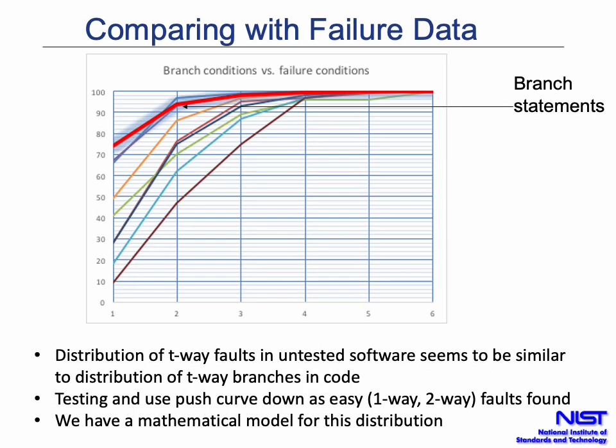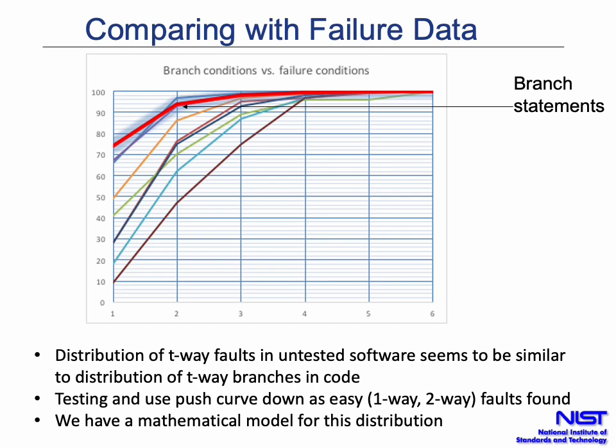If we superimpose the branching statement distribution, in other words, the distribution of conditions in branching statements, with the failure profiles that we saw earlier, then we get this distribution here. And as we can see, the branching statements follow a very similar pattern to the untested or the early test data for the distributed database that we looked at, and also quite similar to the medical device software.